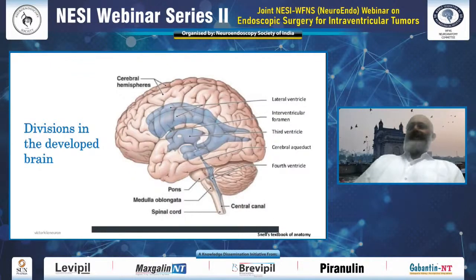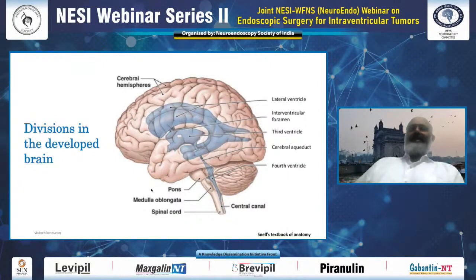With further development and asymmetric growth of the prosencephalon and the rhombencephalon, you get your adult type of ventricular system, which includes the lateral ventricle, the 3rd ventricle, the aqueduct of Sylvius, and of course the 4th ventricle.